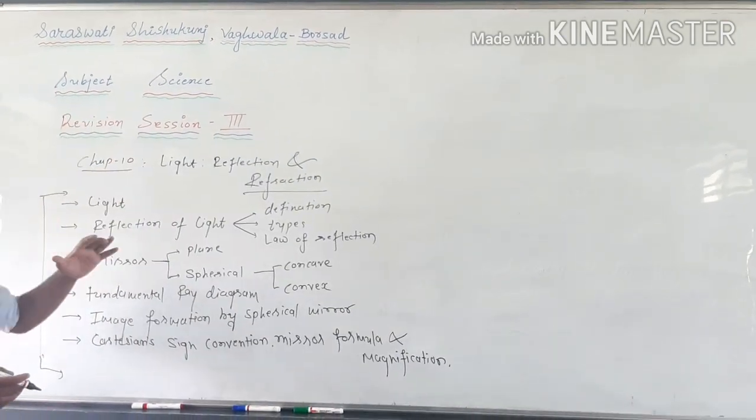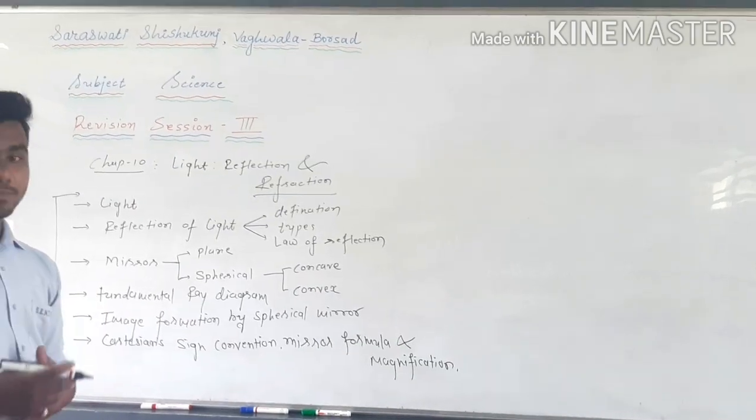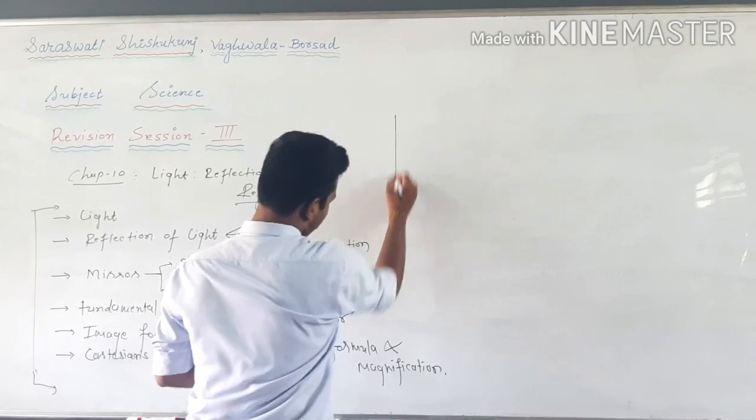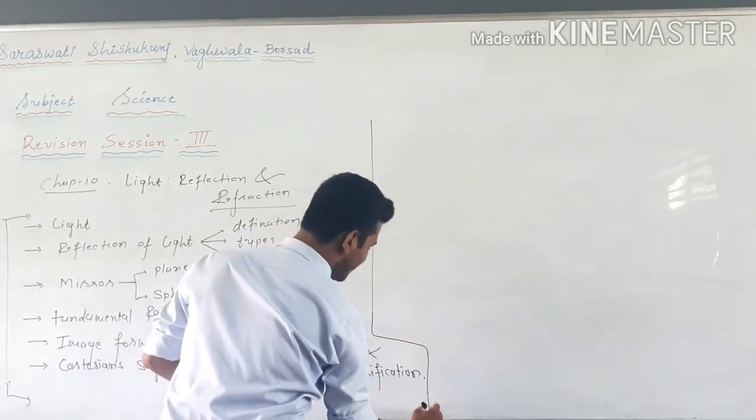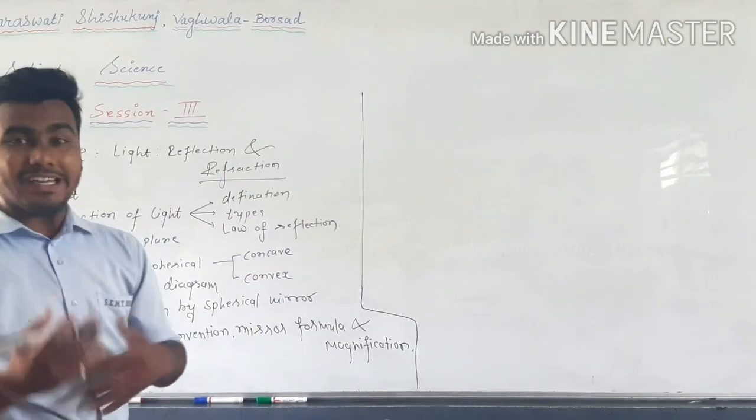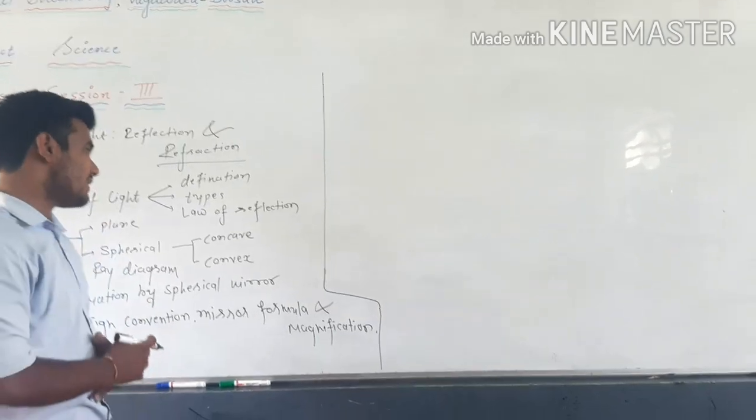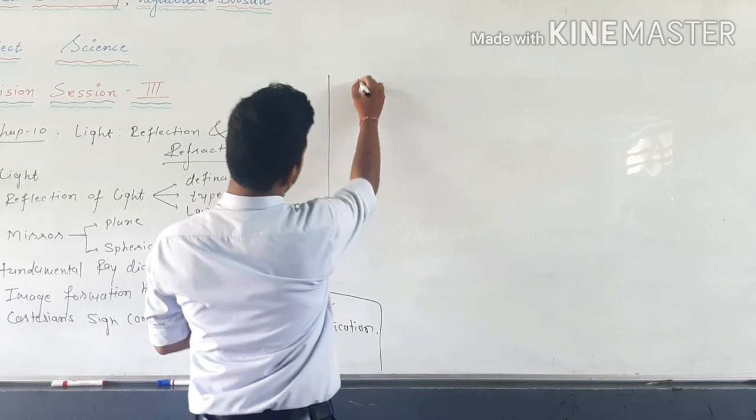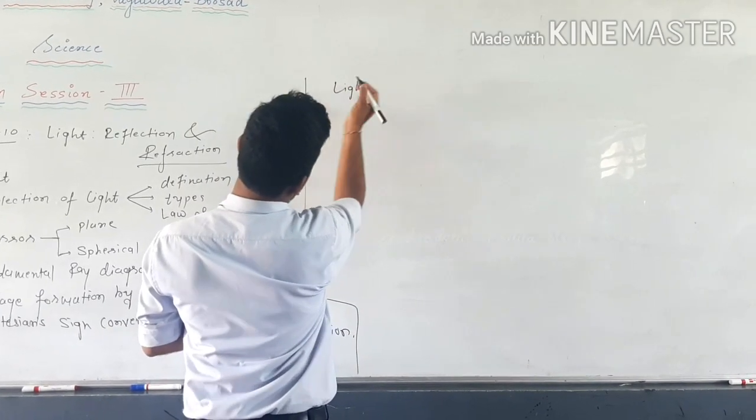In that we will discuss what is light and the terms related to reflection of light. Again, this is our revision session. Already we have discussed the chapter in detail in our regular video sessions, right? So here we will only discuss some of the points. So first, what is light?